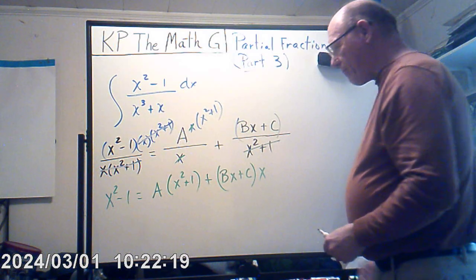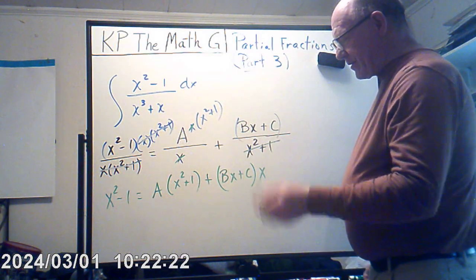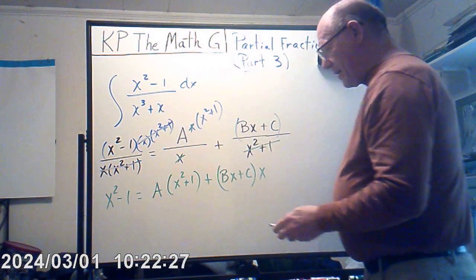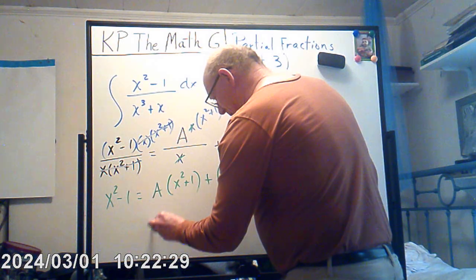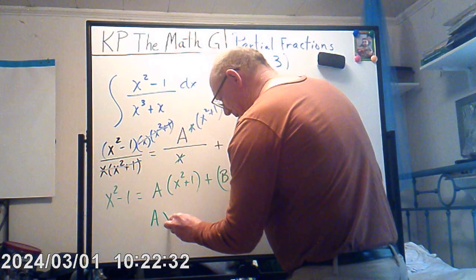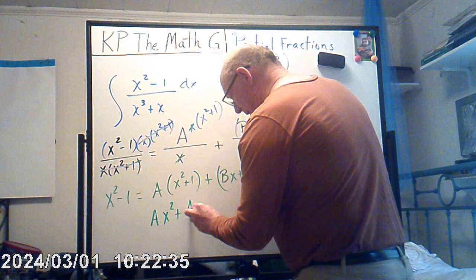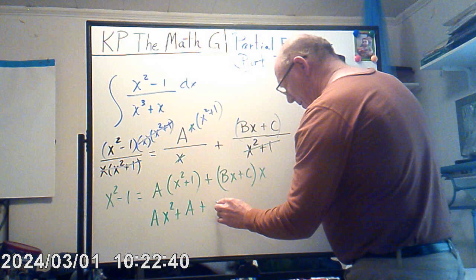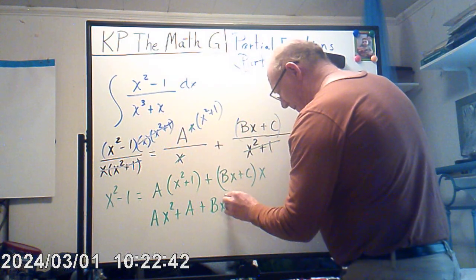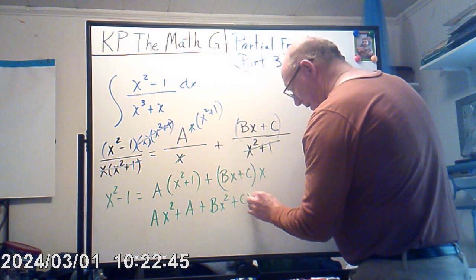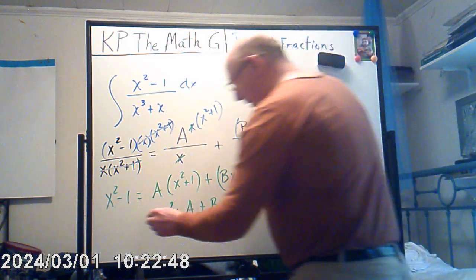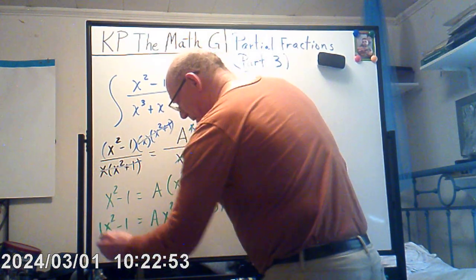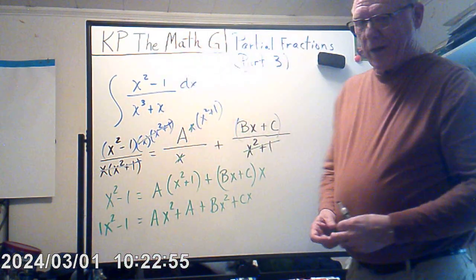Okay, so let's do this. I've showed this method before, and I'm going to show it again. Let's multiply A times x squared plus A, and then let's multiply x with Bx, so we've got Bx squared plus Cx, and that's equal to x squared minus 1. I'm going to put a 1 in front of that right there. That's the reason for that.